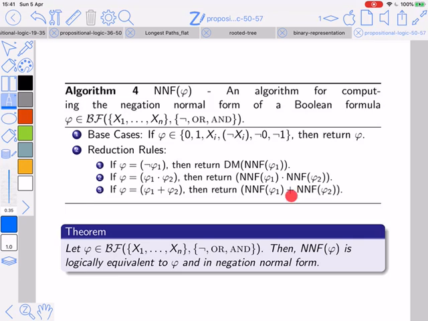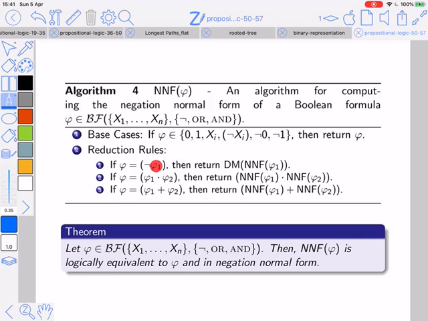So these 2 cases are kind of simple, right? Because I did not encounter a negation, so I don't have to do anything, and I just applied the algorithm recursively to the subformulas. But what happens if I encounter a negation? And this negation is not applied to a leaf, because these are the cases in which the negation is applied to a leaf. So here, phi 1 is not a leaf. So what do I do in this case?